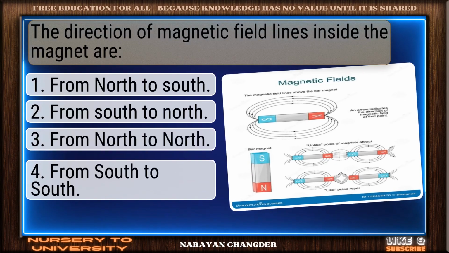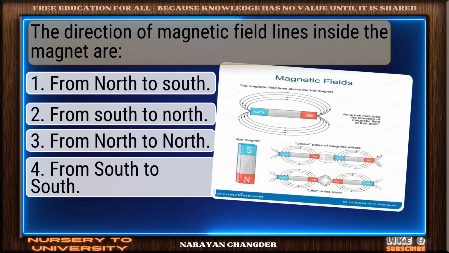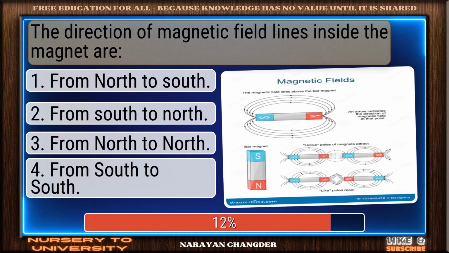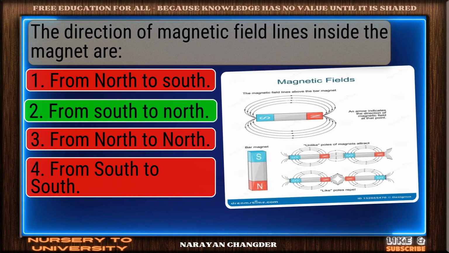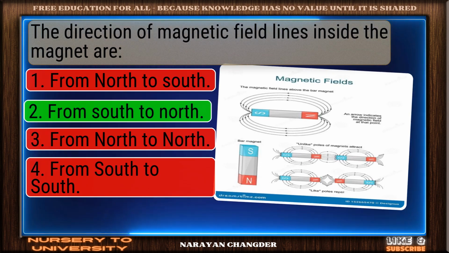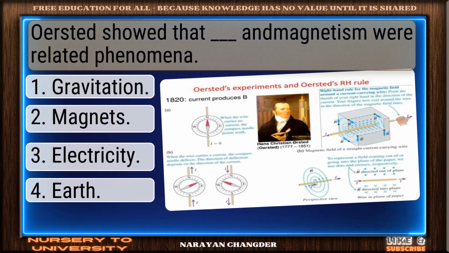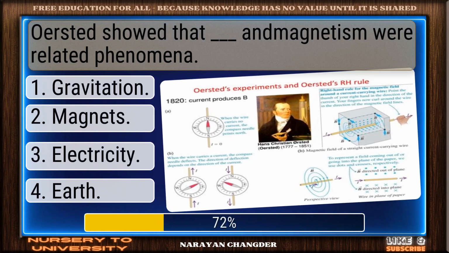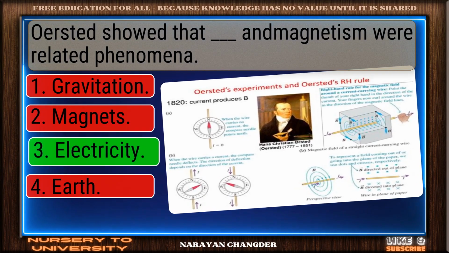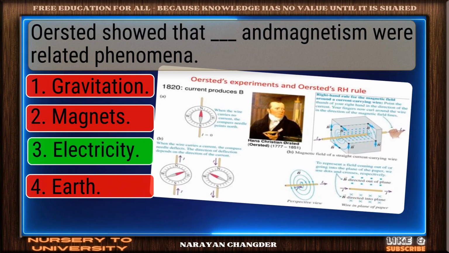The direction of magnetic field lines inside the magnet are. Perfect. From south to north is the one. Oersted showed that dash and magnetism were related phenomena. Nice work. Electricity fits perfectly.